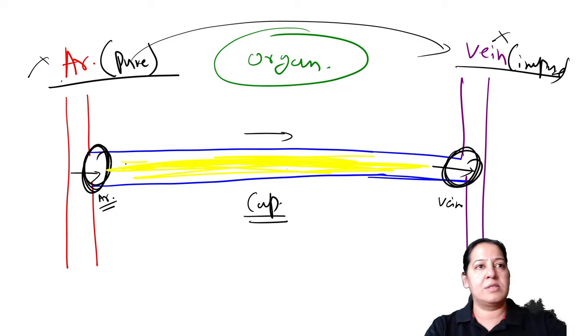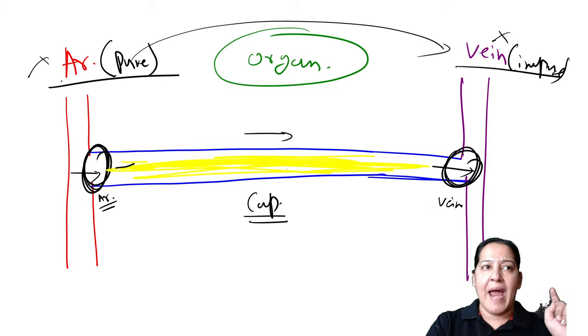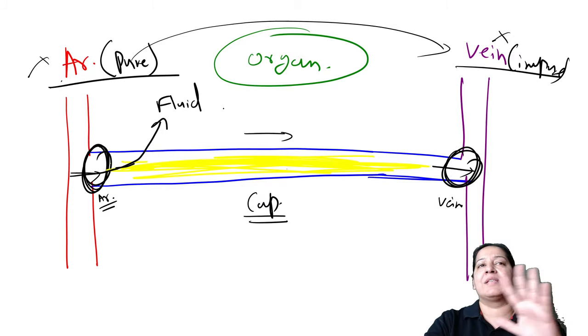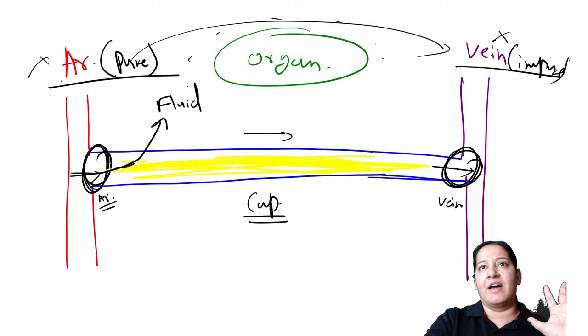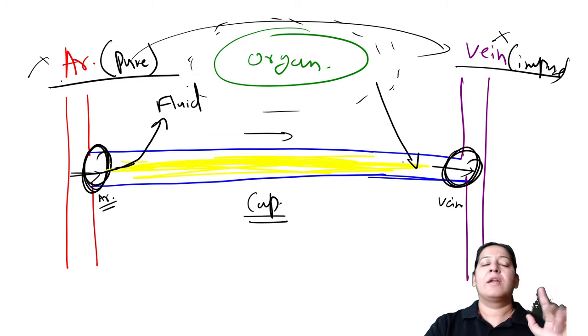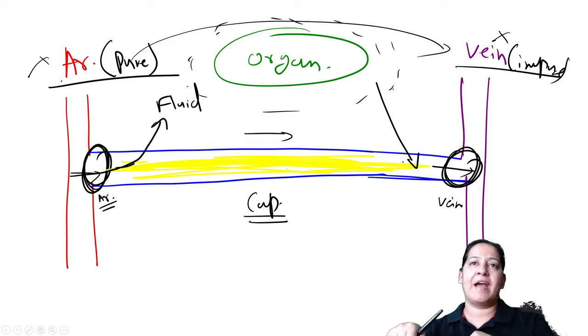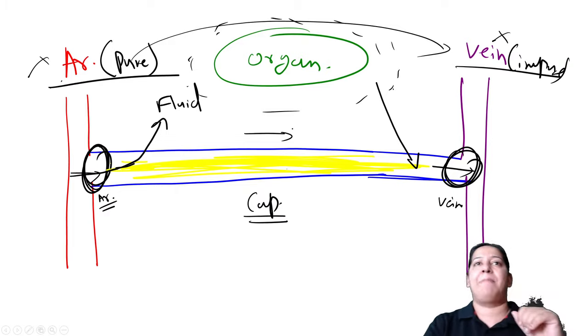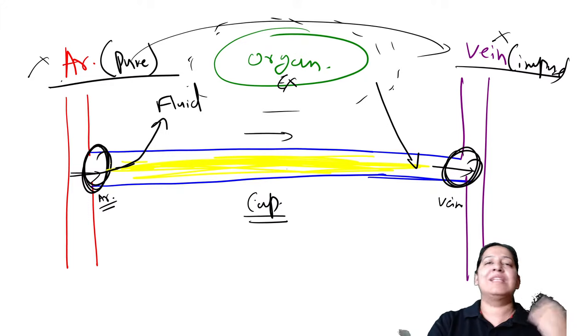Okay, let me use this color. This fluid comes out at the arterial end of the capillary. The fluid from the blood vessel comes out. So this is the interstitial space. The fluid gets deposited here in the interstitial space. And at the venous end, it is again going back. Now, why is the fluid coming out and going back? Why is it coming out at the arterial end and going back at the venous end? It is for the exchange with the cells of the organ.